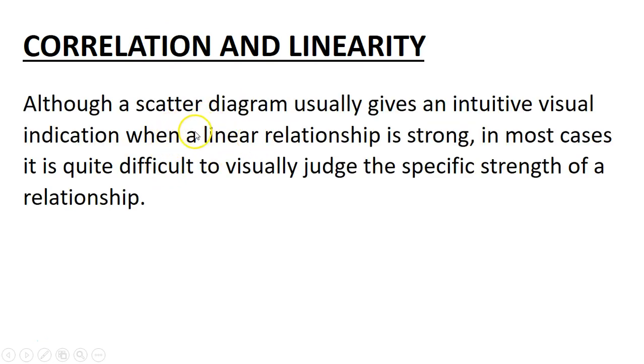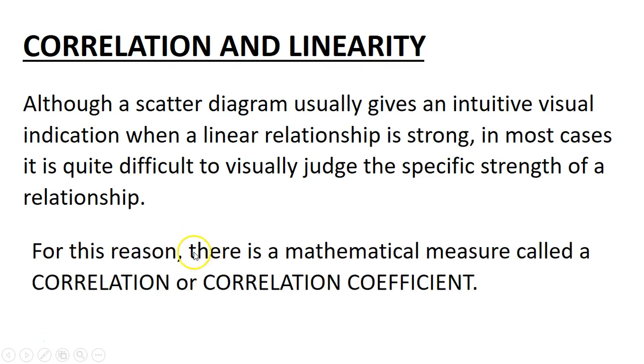And although a scatter diagram usually gives an intuitive visual indicating when a linear relationship is strong, in most cases it is quite difficult to visually judge the specific strength, right? You can't just sit there and say, yeah, it looks strong and move on. We got to have a definitive mathematical way of saying that. For this reason, there is a mathematical measure called the correlation or the correlation coefficient.